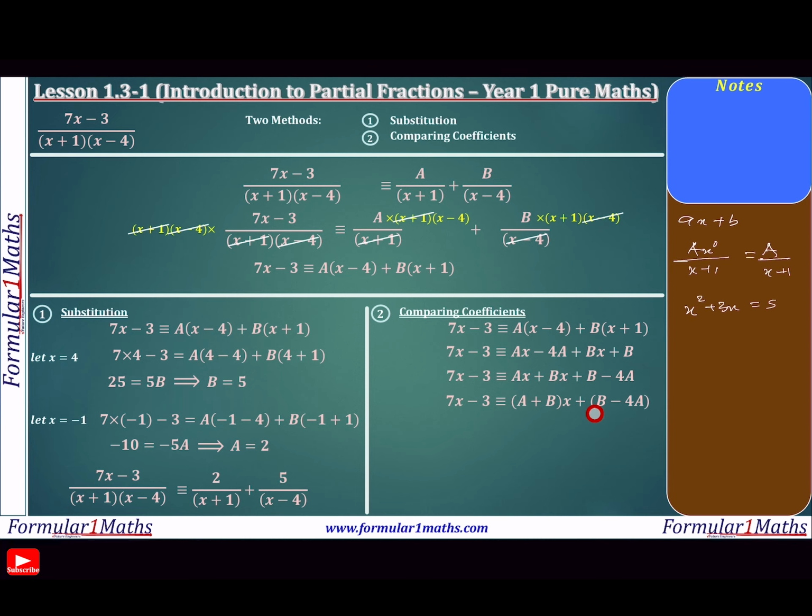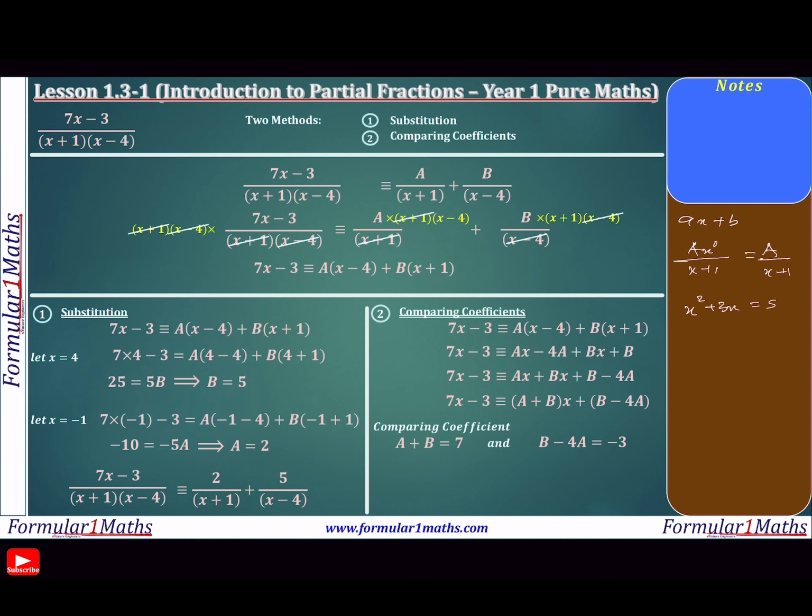And now we can see that on the left-hand side, the coefficient of x is 7. And on the right-hand side, the coefficient of x is equal to a plus b. And the constant is b minus 4a. So we can now say that a plus b is equal to 7. And b minus 4a is equal to minus 3. So we have two equations that we can solve simultaneously. So we say comparing coefficients, a plus b is equal to 7. And b minus 4a is equal to minus 3. So these are two simultaneous equations that we can solve.